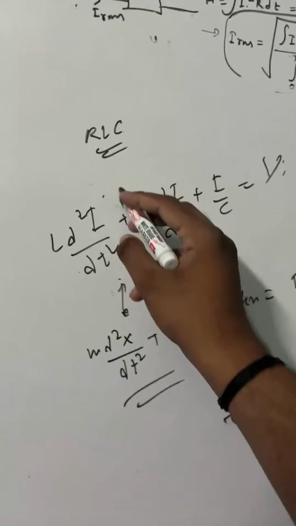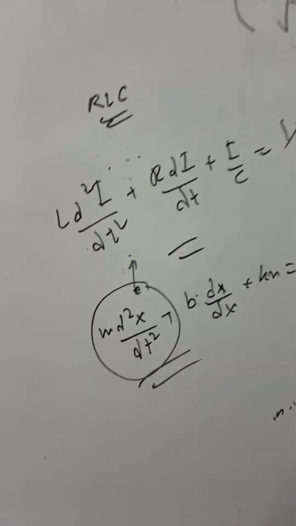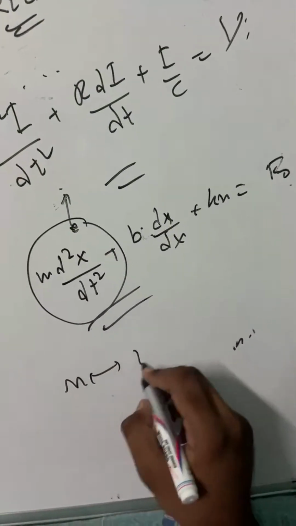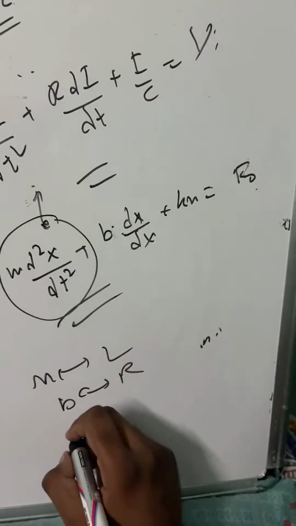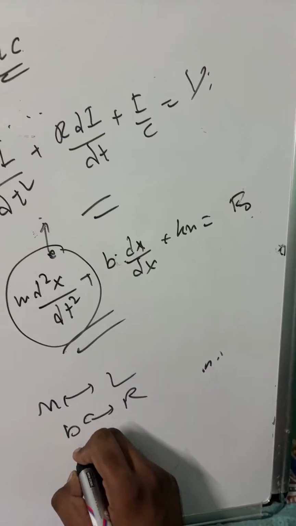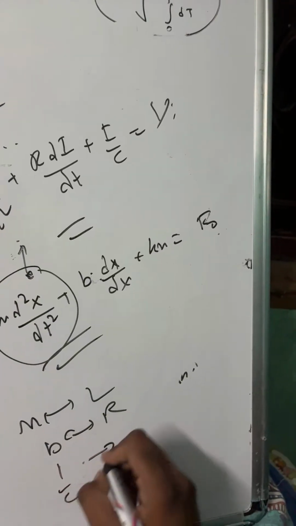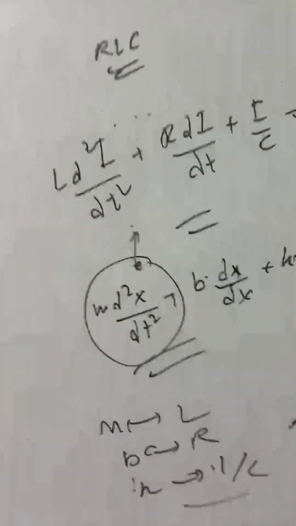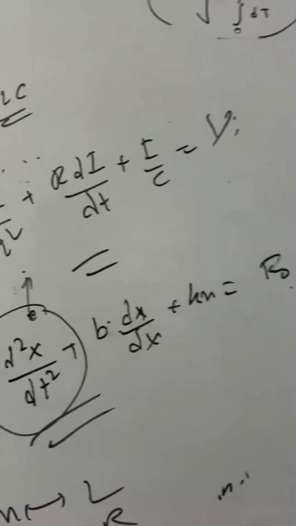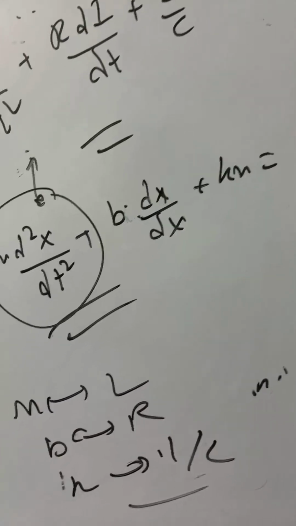In the RLC resonance, the same thing is done by the inductor. Here mass is replaced by inductance, the damping constant is replaced by resistance, and k is replaced by 1 by C. So this is the importance, and we will talk about impedance.